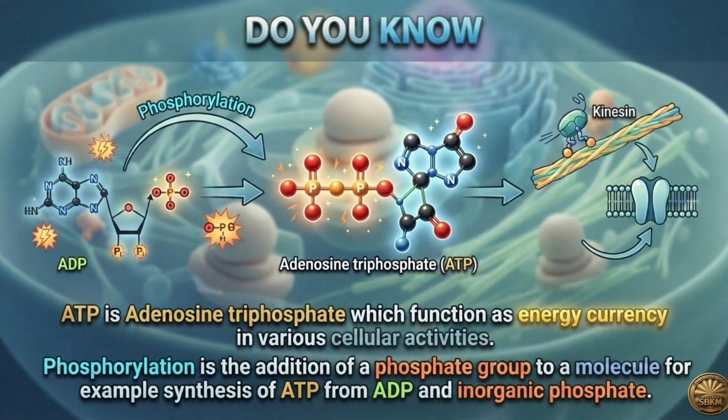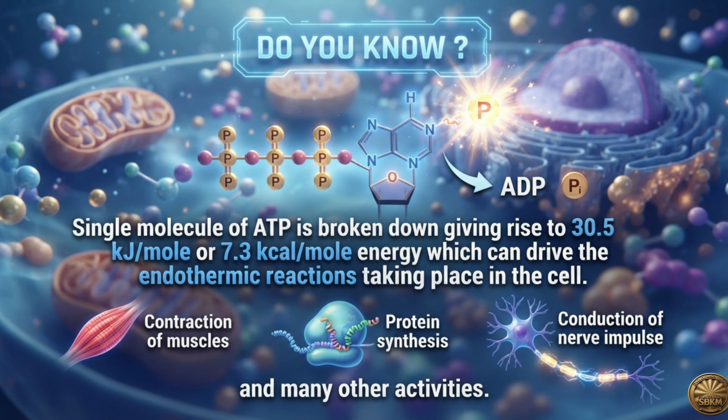Do you know? ATP is adenosine triphosphate, which functions as energy currency in various cellular activities. Phosphorylation is the addition of a phosphate group to a molecule. For example, synthesis of ATP from ADP and inorganic phosphate. Do you know? A single molecule of ATP is broken down giving rise to 30.5 kJ per mole or 7.3 kilocalorie per mole of energy, which can drive the endothermic reactions taking place in the cell. ATP can be used for the contraction of muscles, protein synthesis, conduction of nerve impulse, and many other activities.